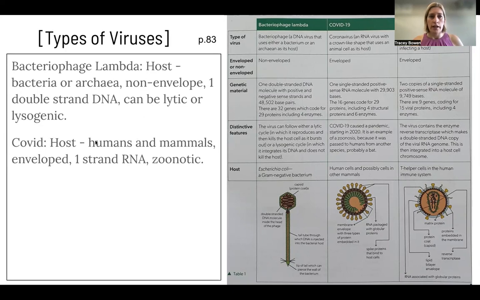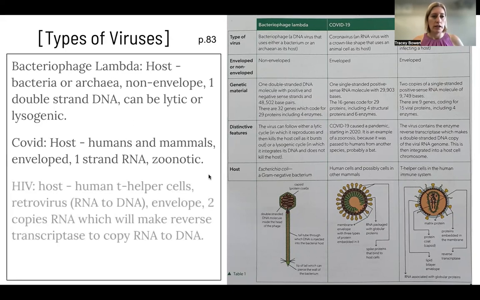COVID, as an example, obviously their host is humans and mammals. It has an envelope and it has one strand of RNA. And this is zoonotic, meaning it was transmitted from animals to humans.